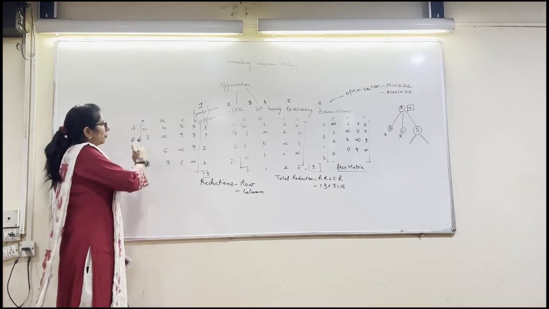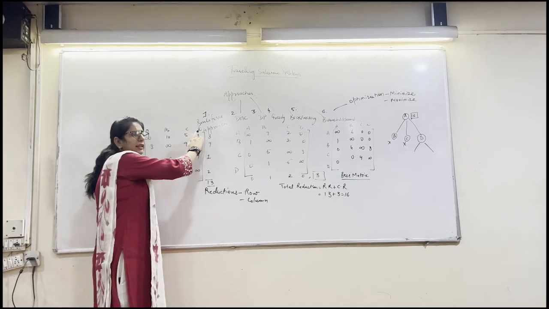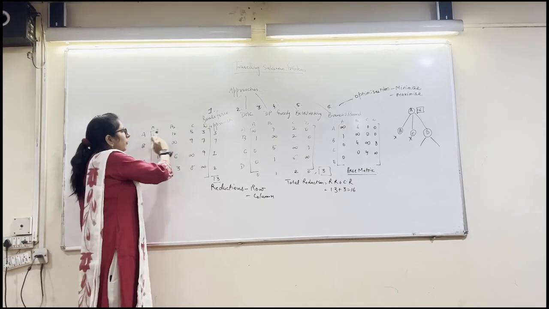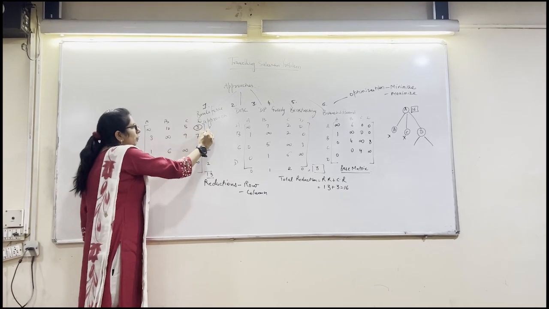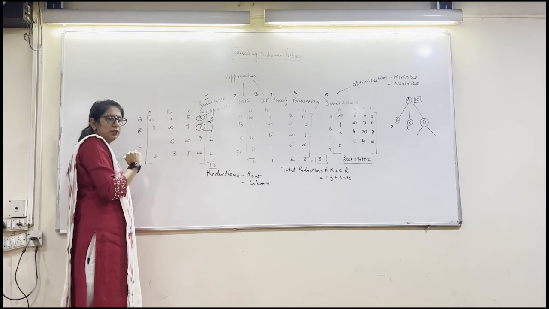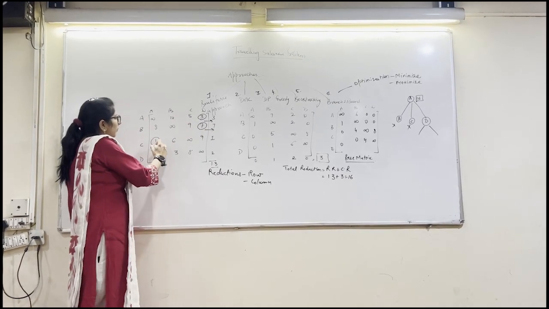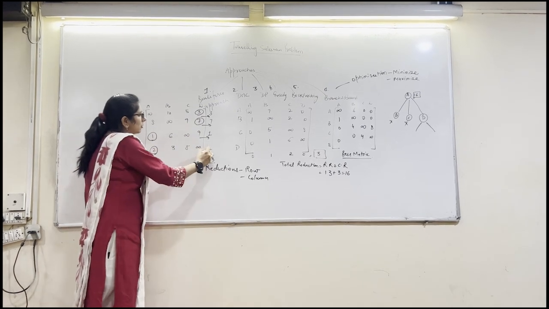When we are doing the reduction row-wise, we select the minimum value in each row. For example, in row 1 the minimum value is 3, so we mention it here. In the second row, the minimum value is 7, so we mention it here. In the third row, the minimum value is 1, and in the fourth row, the minimum value is 2.